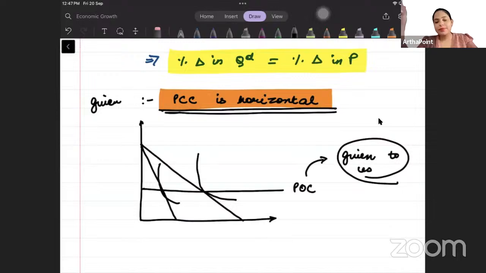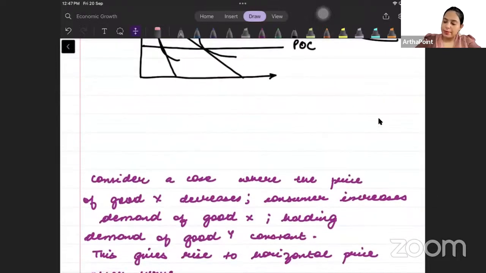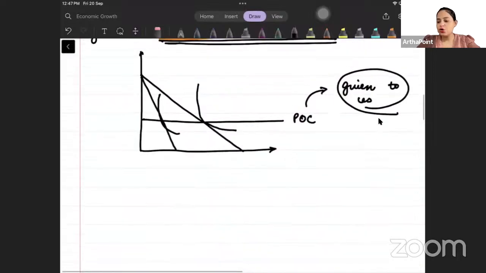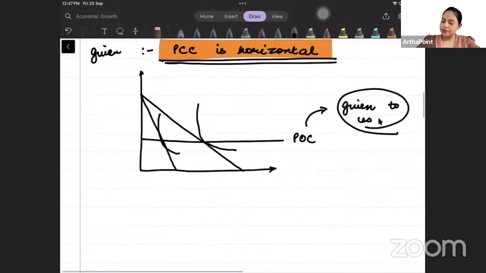But always think about one thing: price of which good is changing? Price of good X is assumed to change. Okay? Now let's start understanding how to solve this question. First I will just explain to you, then I will show you how I have written the answer to this question. But let me first explain how you can do this kind of questions.